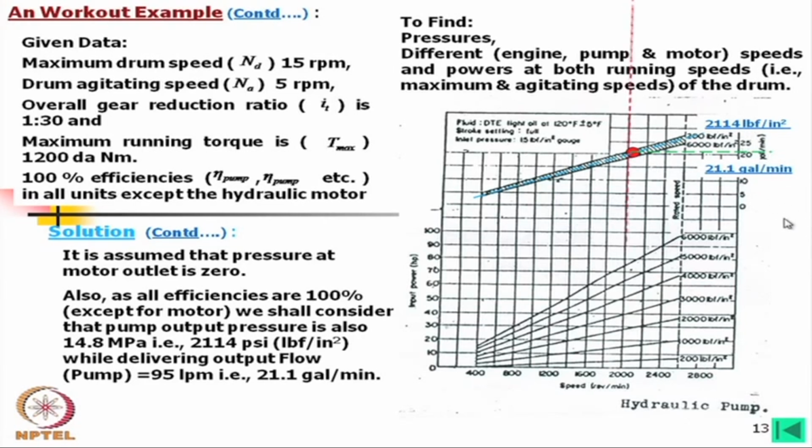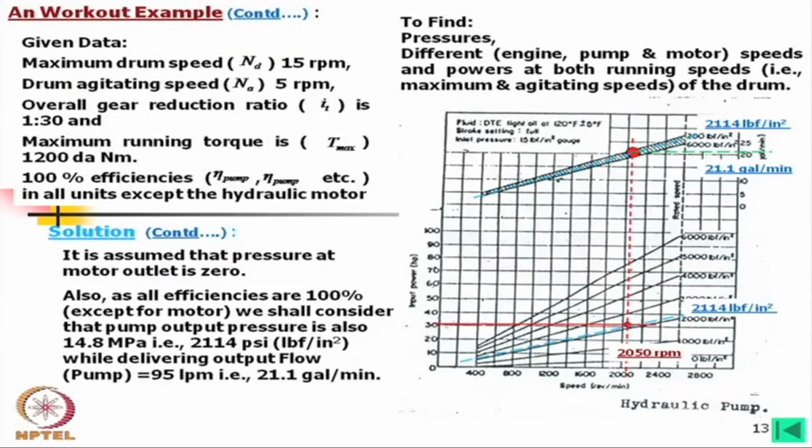Now, from there if we come down, then we will find that RPM is around 2050. That is all my estimation. One can calculate by measuring with a scale and then calculating. From my estimation, it is 2050 RPM of this pump.